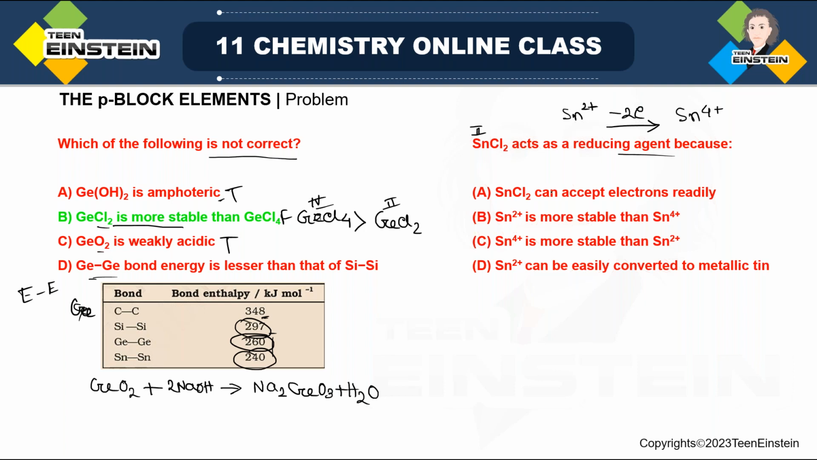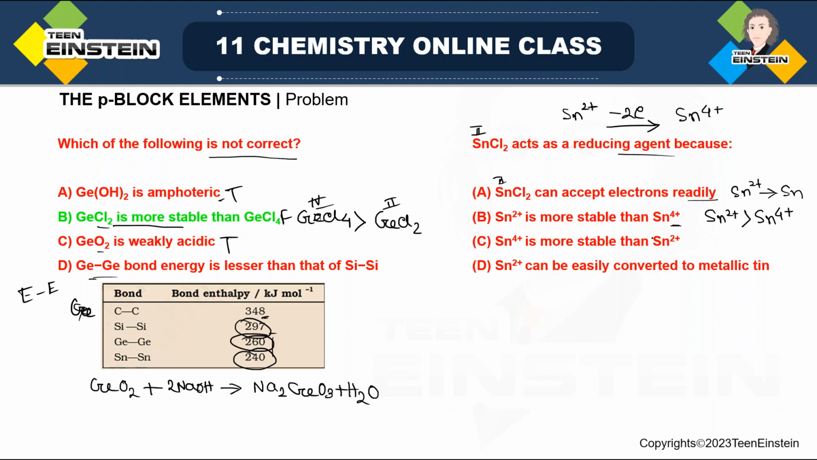Now come to the reason. SnCl2 can accept electron readily. Now what it means? That Sn2+ accepts electron readily, then it will be converted to Sn. But that doesn't mean that it is reducing agent. It means it is oxidizing agent. It is accepting electrons. It is obviously not correct. No question about it. Then Sn2+ is more stable than Sn4+. So it is saying Sn2+ is more stable than Sn4+.